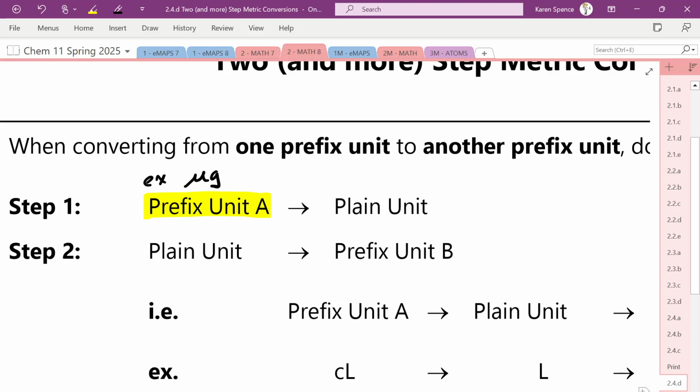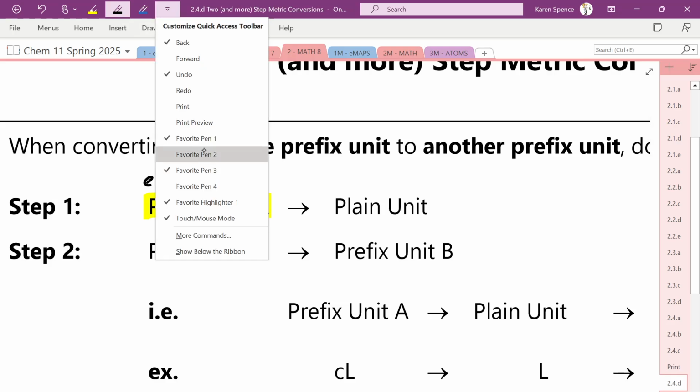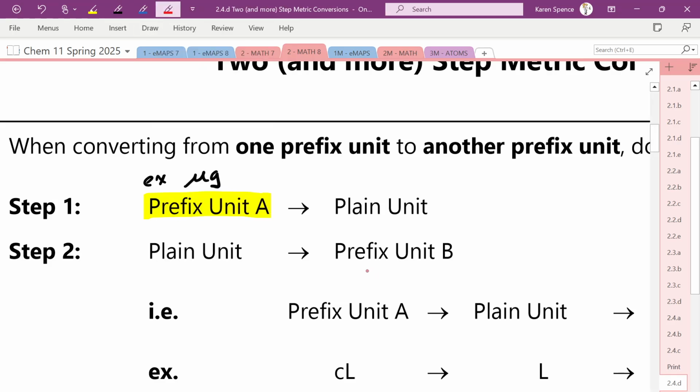So if we start with a prefix unit, in order to get to a second prefix unit, you remember you guys were asking about this yesterday? Say we want to get from micrograms to kilograms, a second prefix unit, we have to go through the plain unit in the middle, okay?